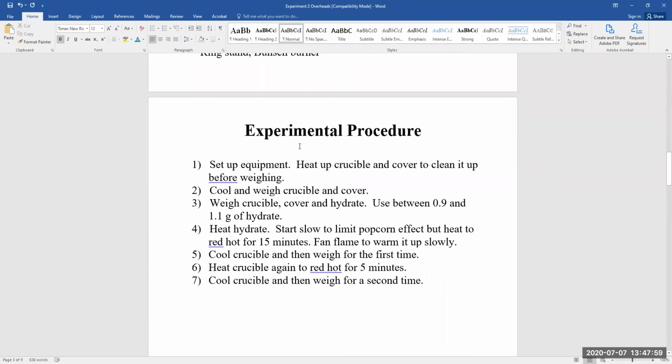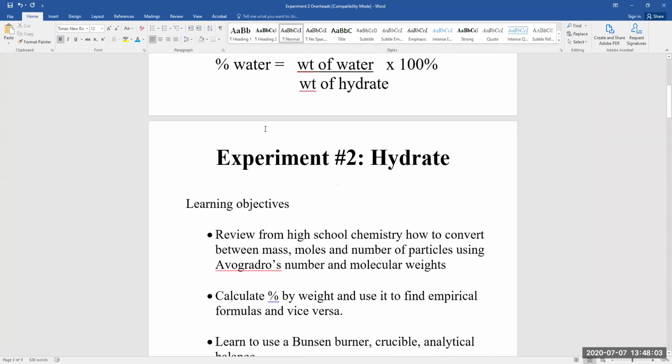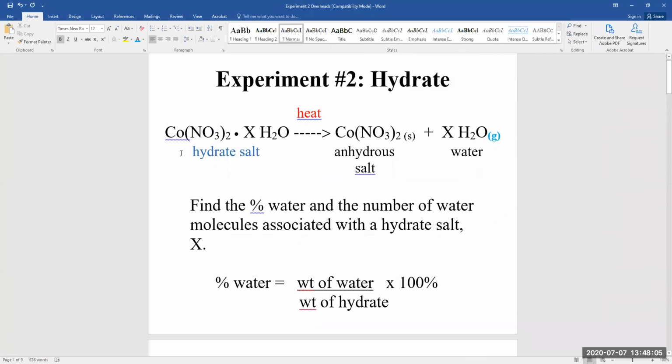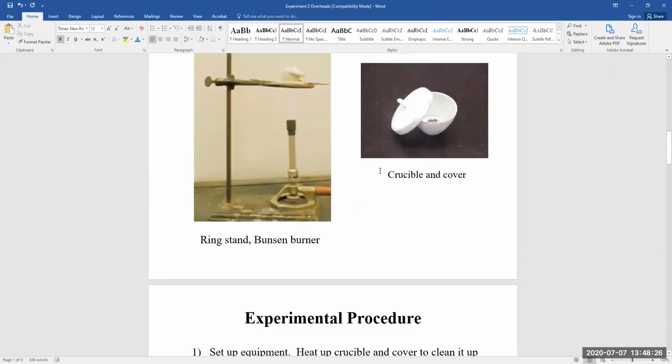The experimental procedure is fairly straightforward. Clearly we have to know how much hydrate we put in there, so we're going to have to weigh it. And clearly we're weighing it in something. In this case, we're weighing it inside the crucible. So we better know what the crucible weighs before we put the hydrate in there. And then after heating it, we're going to have to weigh it again. So it seems fairly straightforward, but there are some additional things that need to be considered.